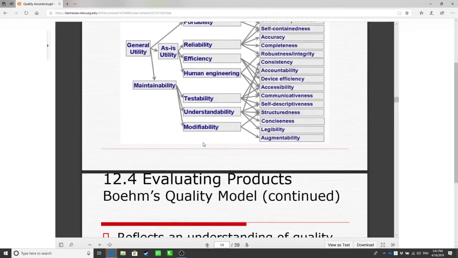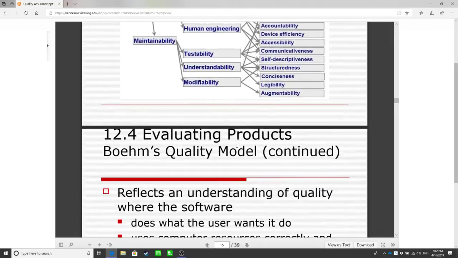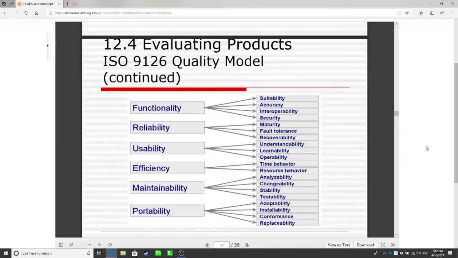But the other model actually demonstrates one of the aspects of the attributes: one attribute may have influence on different upper-level attributes. For example, the integrity and robustness of the software influences both the reliability and human engineering aspects of the software. So that's evaluating products.